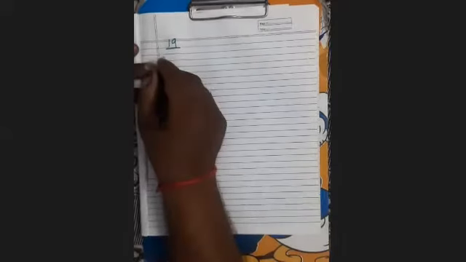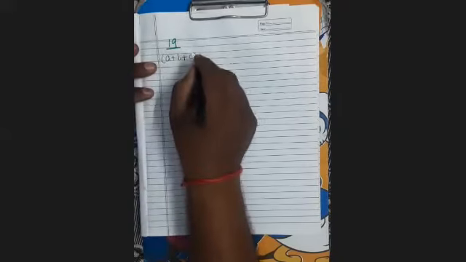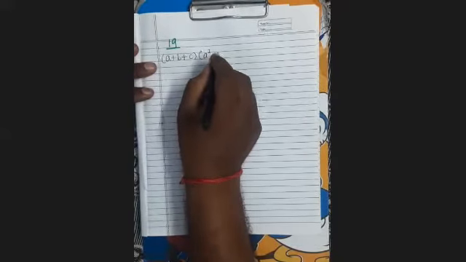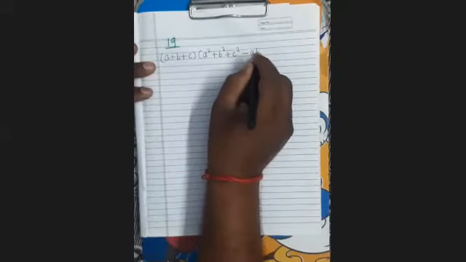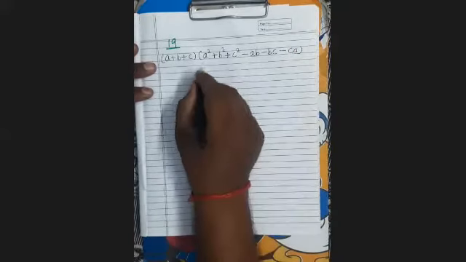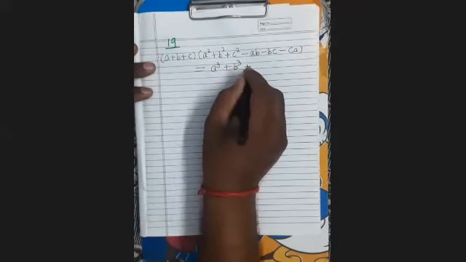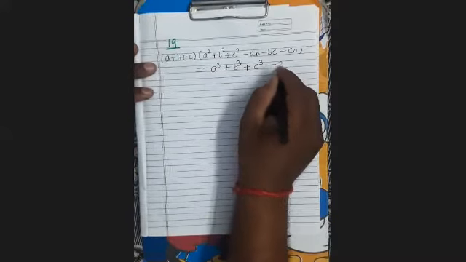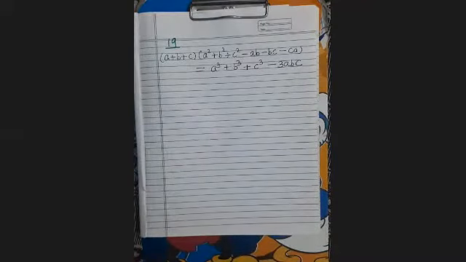There is one formula. You'll remember that formula. A plus B plus C into A square plus B square plus C square minus AB minus BC minus CA equals to A cube plus B cube plus C cube minus 3ABC. It's clear? This is the formula.